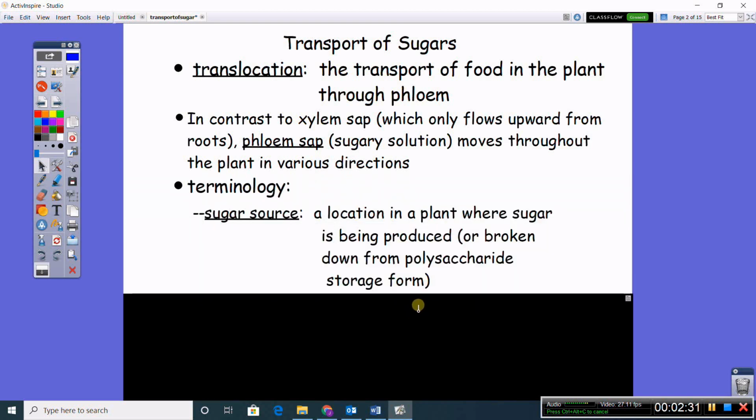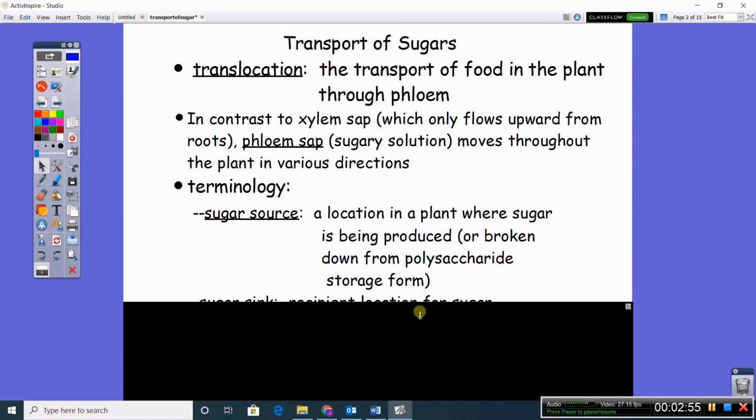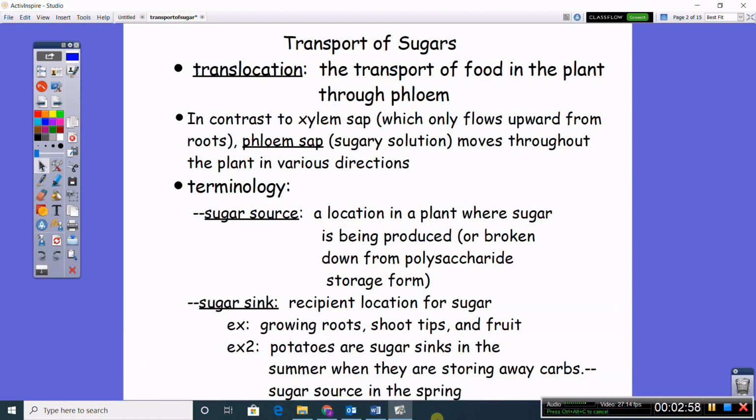All right, terminology. Just like when we did the carbon cycle and we had carbon sources and carbon sinks, we also have sugar sources and sugar sinks. A sugar source is a location in a plant where the sugar is being produced, or where that sugar is getting broken down from a polysaccharide form into more of a simple sugar form. And then a sugar sink is a recipient location. It's the area that's going to receive the sugar. So that could be growing roots, shoot tips, or fruit.